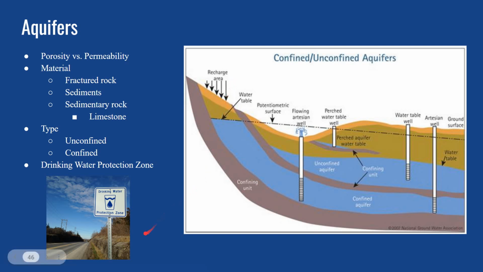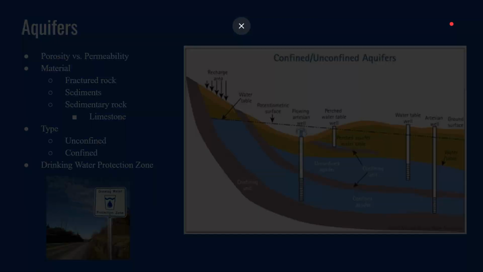And you'll see these signs on the highway, at least in Ontario, for drinking water protection zones. These are around recharge areas for aquifers, because obviously you want the water going into your aquifer to be relatively fresh. This is in a protection zone. You have to be careful about the amount of salt you put down on roads and different agricultural things you use, so it doesn't contaminate your water supply.